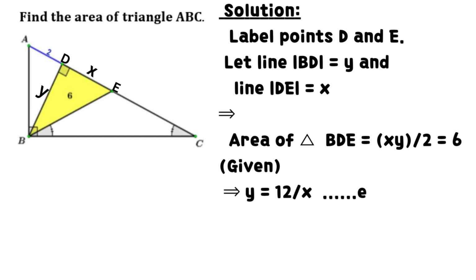This implies that the area of triangle BDE equals the product of X and Y divided by 2, which equals 6. It signifies that Y equals 12 divided by X. We call it equation 1.